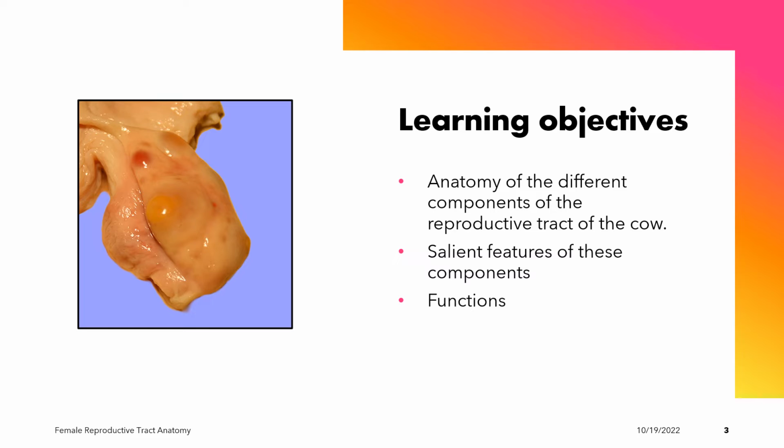So this lecture shall aim to determine the anatomy of the different components of the reproductive tract of the cow, and also it aims to determine the salient features of these components as well as its functions.